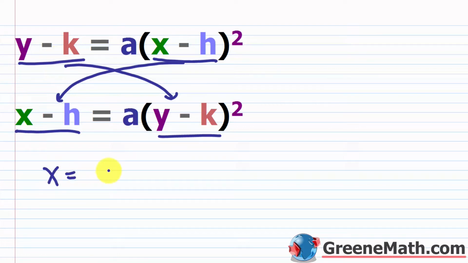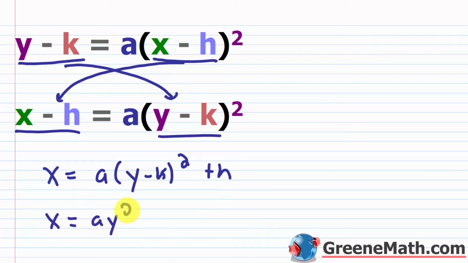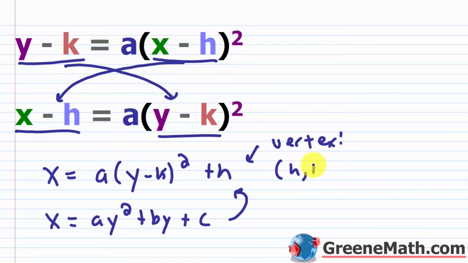So I can solve this for x. Let's say this is a times the quantity y minus k squared, and then plus h. Now, what I need to know here is how to go from this form to this form, because this is going to come up immediately. Again, we want to put it in this form because when it's in this form, the vertex is still going to be given as h comma k. So h is here now and k is here now. They're in different positions, but it's still the same letters so that we understand what h is. It's the x coordinate for the vertex. What k is, it's the y coordinate for the vertex.